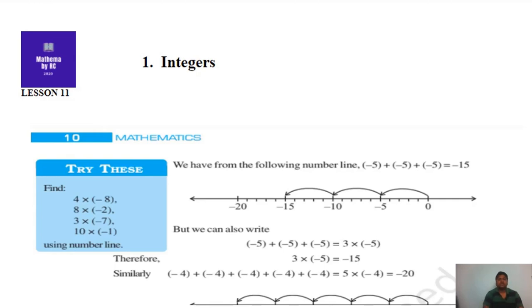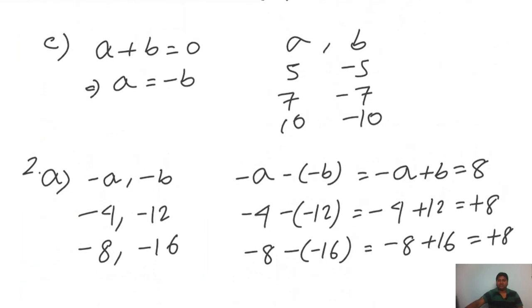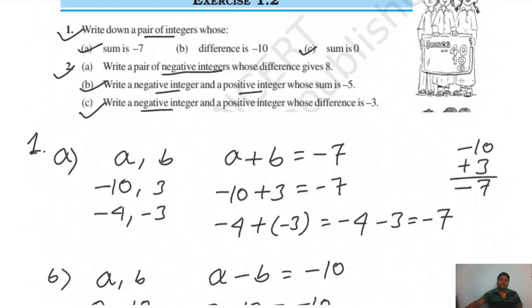This is our 11th class of Class 7 Integers. In this class we discuss the multiplication of integers, that means positive integers and negative integers. In the previous class we discussed the addition and subtraction of two integers.